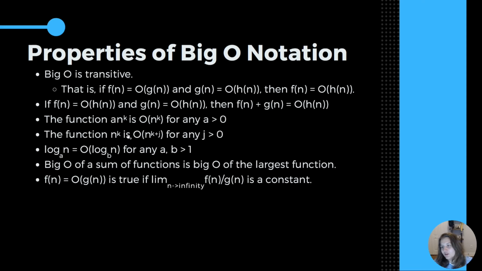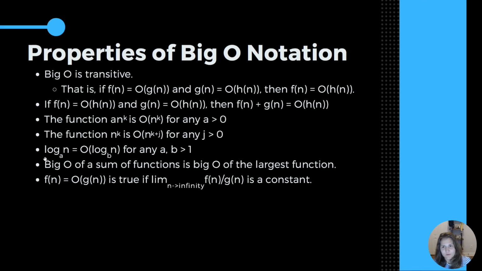If a function is n to the k for its Big O notation, we can also say that it's n to the k plus j for its Big O notation, because we're talking about the upper bound. So basically anything that is larger than the minimum Big O notation also can be called that Big O notation.